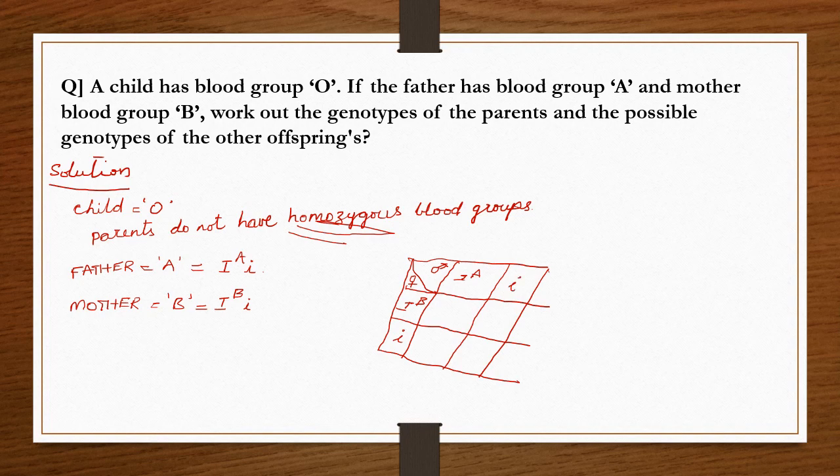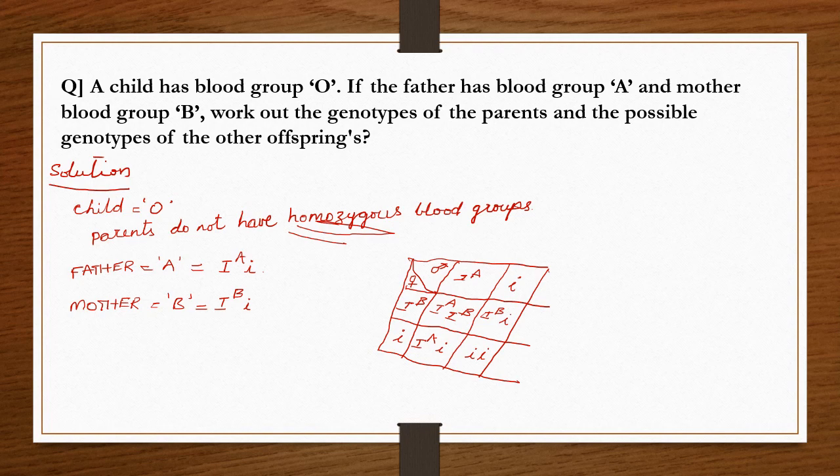When these are fused together, the first square represents IA and IB, that means AB blood group. The next square represents IB small i, B blood group. This square represents IA and small i, A blood group. And the fourth square represents small i small i. So the child has O blood group, and both father and mother are heterozygous, A and B.